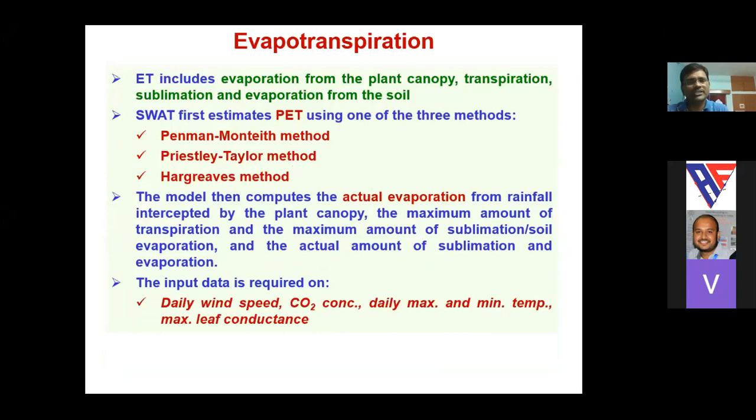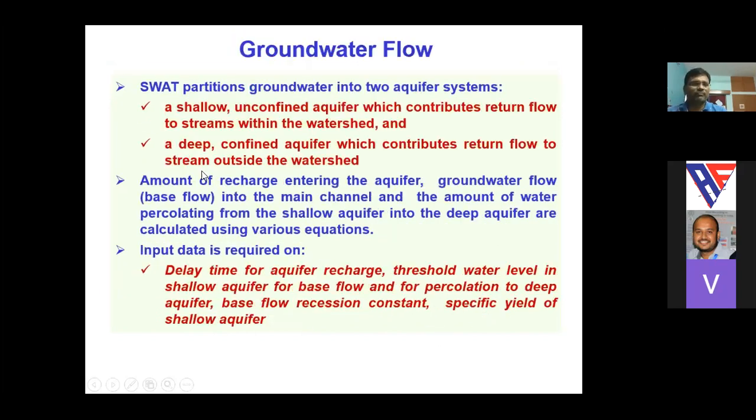But in SWAT, these three methods are available for estimating the ET, that is the potential evapotranspiration, which requires the daily wind speed, carbon dioxide concentration, daily maximum and minimum temperature, and maximum leaf conductance. So basically, it depends on what input you are providing. Accordingly, you can select the model.